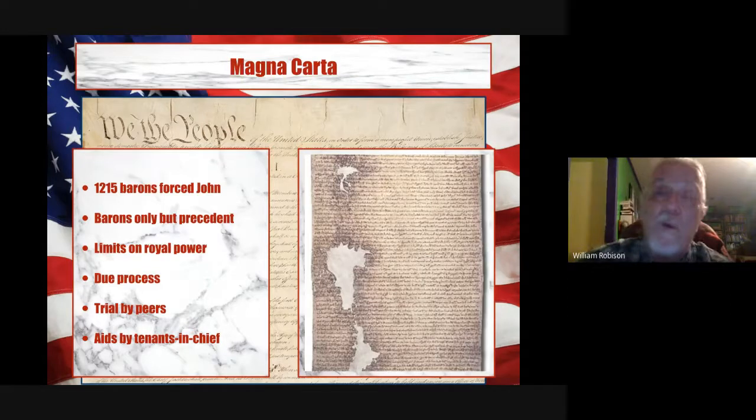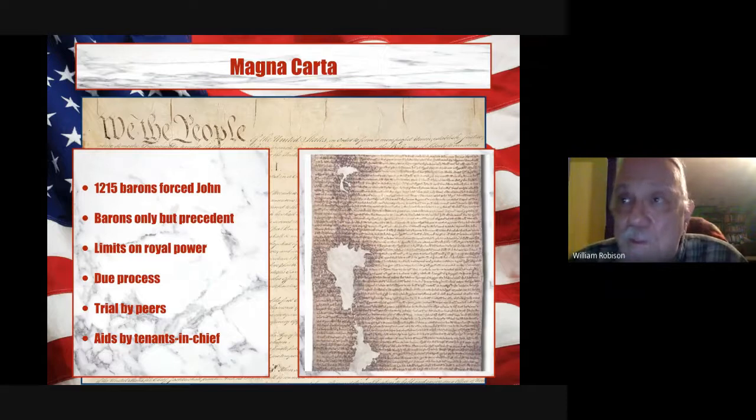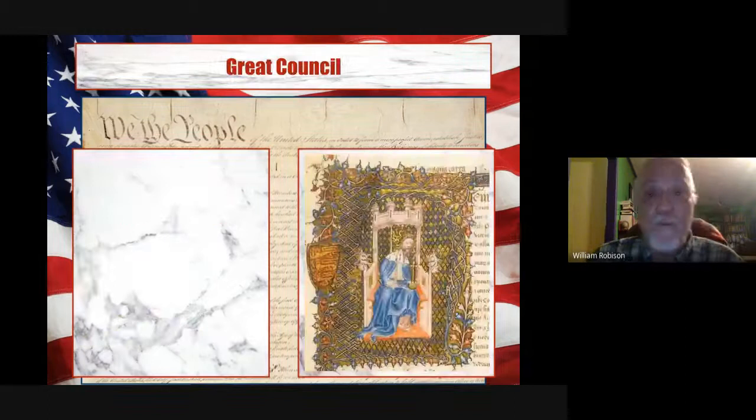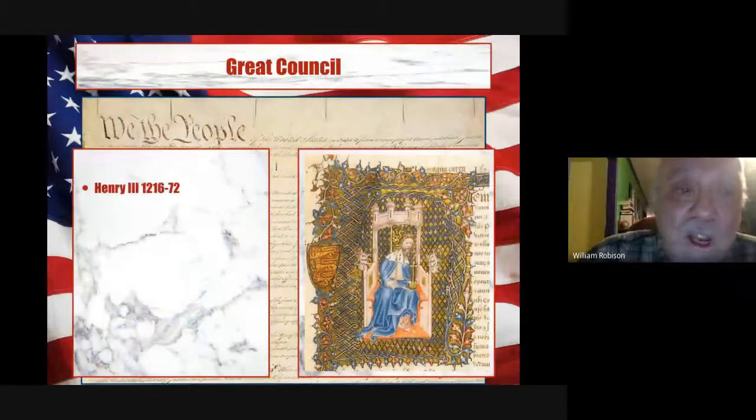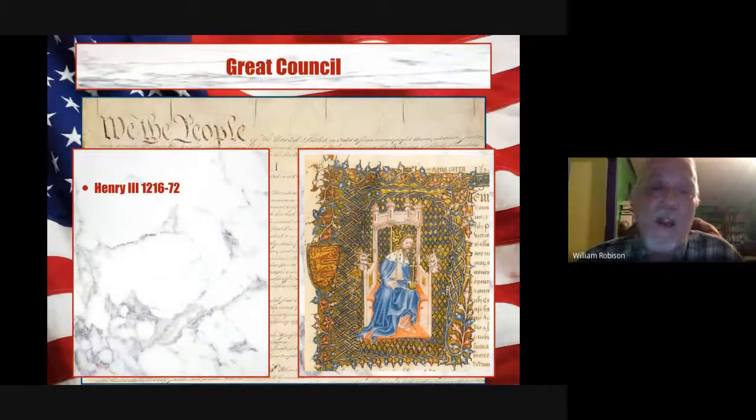That is, from people who hold land directly from the king. That makes sense because they would be the people putting up most of the money. But where this takes us is that in the future, succeeding kings began calling together their tenants in chief to ask for money, and those occasions become known as parliaments. The next phase in that is what we call the Great Council.